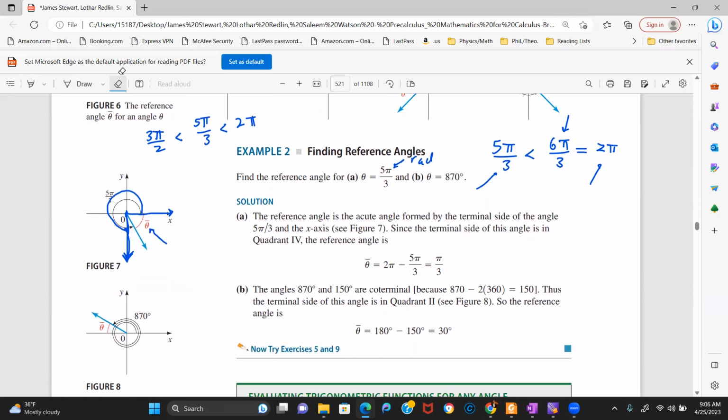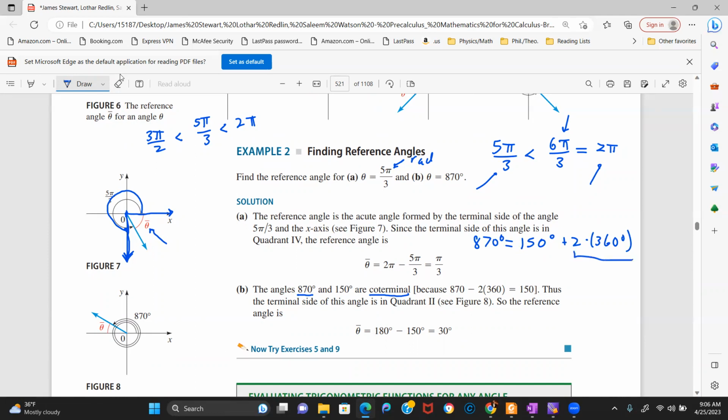All right, now what about this other one? Well, you have this really large angle, and to figure out this coterminal angle, you want to take 870 degrees. I'm going to write it a little differently. You want to break off as many multiples of 360 as you can. If you do that, you see that 870 degrees can be written as 150 degrees plus 2 times 360 degrees. So how do you conceptualize this?